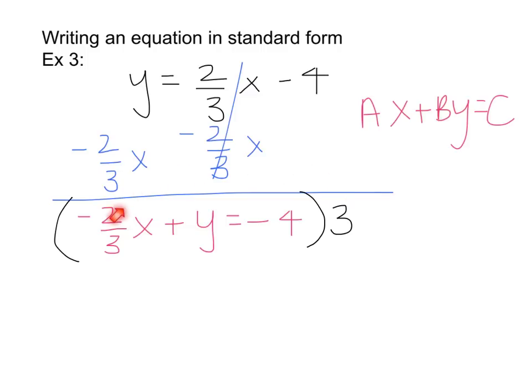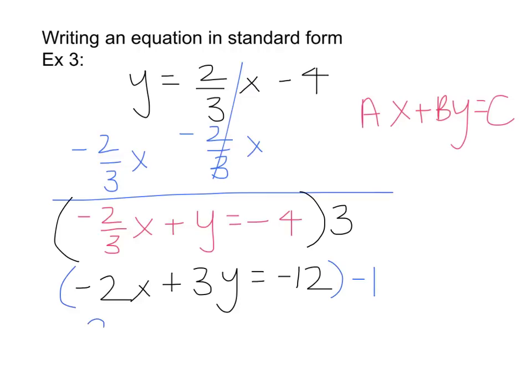So 3 times -2/3 x gives me -2x. And then we need to do 3 times y, which gives me 3y. And then we need to do 3 times -4, which gives me -12. Now, on the other side, I also said that x had to be positive. So up here, if you multiplied by -3, it would have made that positive. Or we can come down here to the bottom, and if we multiply everything by -1, it'll also make it positive. So that gives me positive 2x minus 3y equals positive 12 now. And this is your equation in standard form.